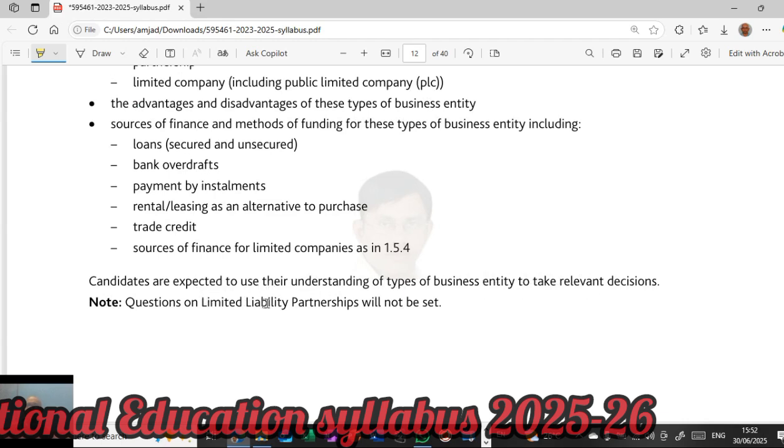Questions on limited liability partnership will not be set. Limited liability partnership is different from partnership. Be careful, limited liability partnership is entirely different, and it is out of your scope and out of your syllabus. So this is what you will learn in the first topic.